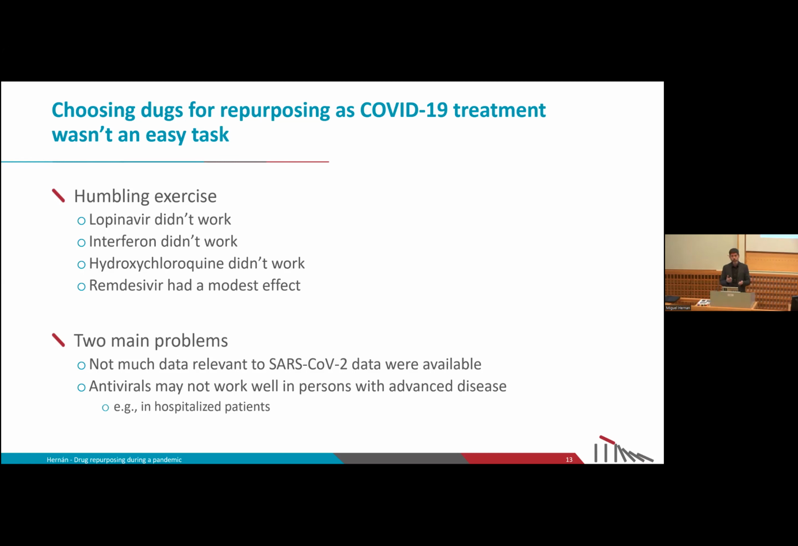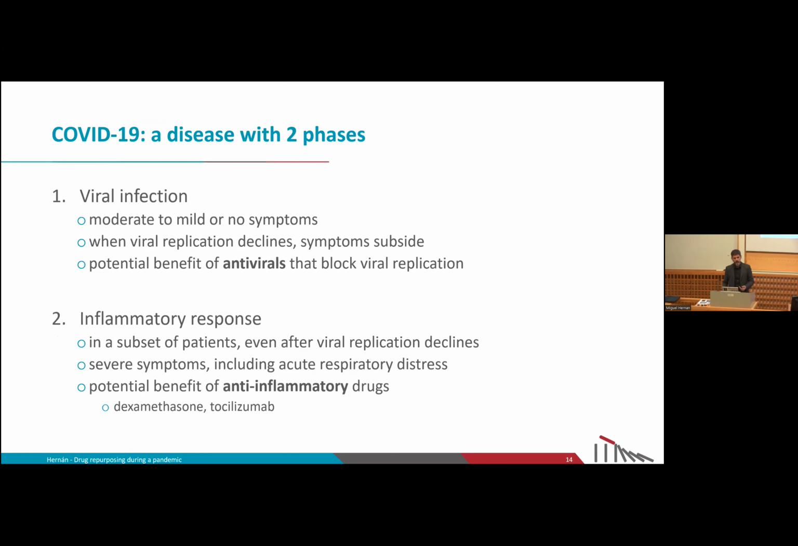I don't envy the people who had to make those decisions. And the problems that they had were, one, that there was not much data relevant to SARS-CoV-2. So you have to use some in vitro studies that people have done quickly before March 2020. I mean, the virus was identified in January. So that was not much time. And also the trials were being done in hospitalized patients. But we just said that the disease has 2 parts, and it's not clear that antivirals work in established disease after people are at the hospital. Maybe they should be given earlier.